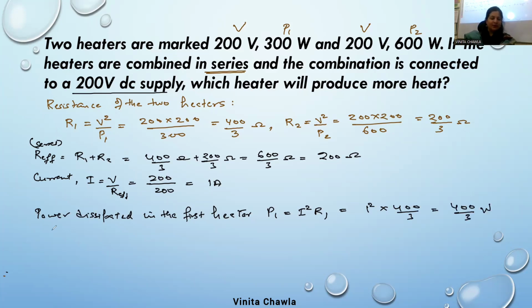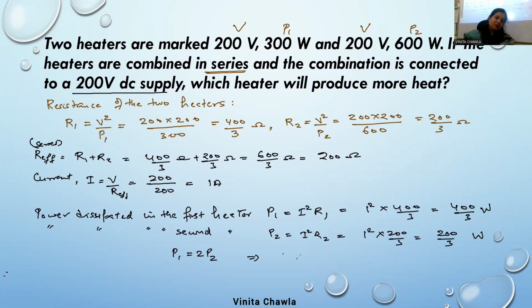Similarly, we can find for second heater. It's P2 is equal to I square R2 again. 1 square into 200 by 3. This is 200 by 3 watt. Okay. So we can see that P1 is twice of P2. This implies P1 is greater than P2.